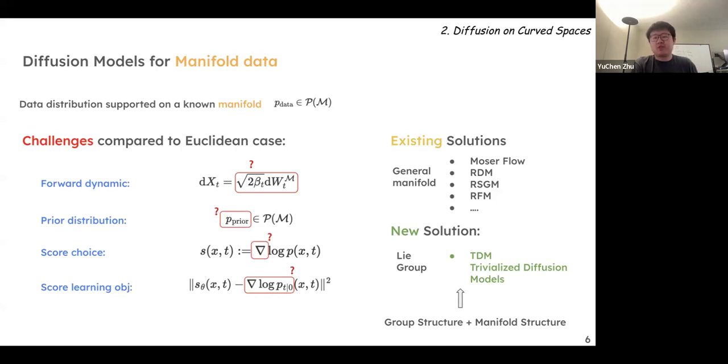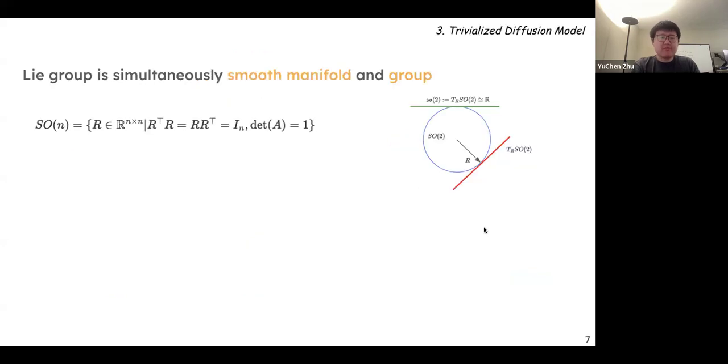So for this part of the talk, we'll be focusing on Lie groups, which are a special type of manifold with additional group structure, and we'll see how we can leverage this additional structure that a general manifold does not have to make a better generative modeling algorithm. Before we get into that, we first want to know what a Lie group is. In short, a Lie group is simultaneously a smooth manifold and also has a group structure.